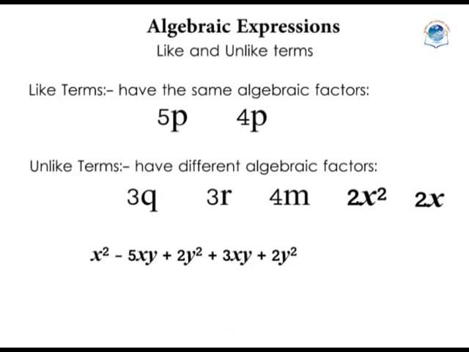For example, x squared minus 5xy plus 2y squared plus 3xy plus 2y squared. The term x squared has no like term, so it remains the same. Then we have minus 5xy plus 3xy gives us minus 2xy. 2y squared plus 2y squared is 4y squared, and so we have x squared minus 2xy plus 4y squared.